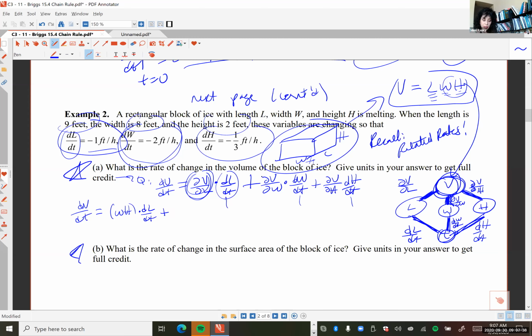Plus, now let's go get the partial of volume with respect to W. So let's go once again to your function LWH. What's the derivative of that with respect to W? You're going to hold the L and the H constant.